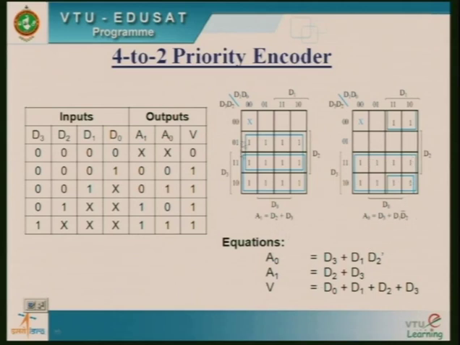Similarly for A1, I filled this and then did the grouping. So we will get this equation, D2 plus D3. This is common, it is D3, these 2 rows common, it will be D3, these 2 rows common, it will be D2.